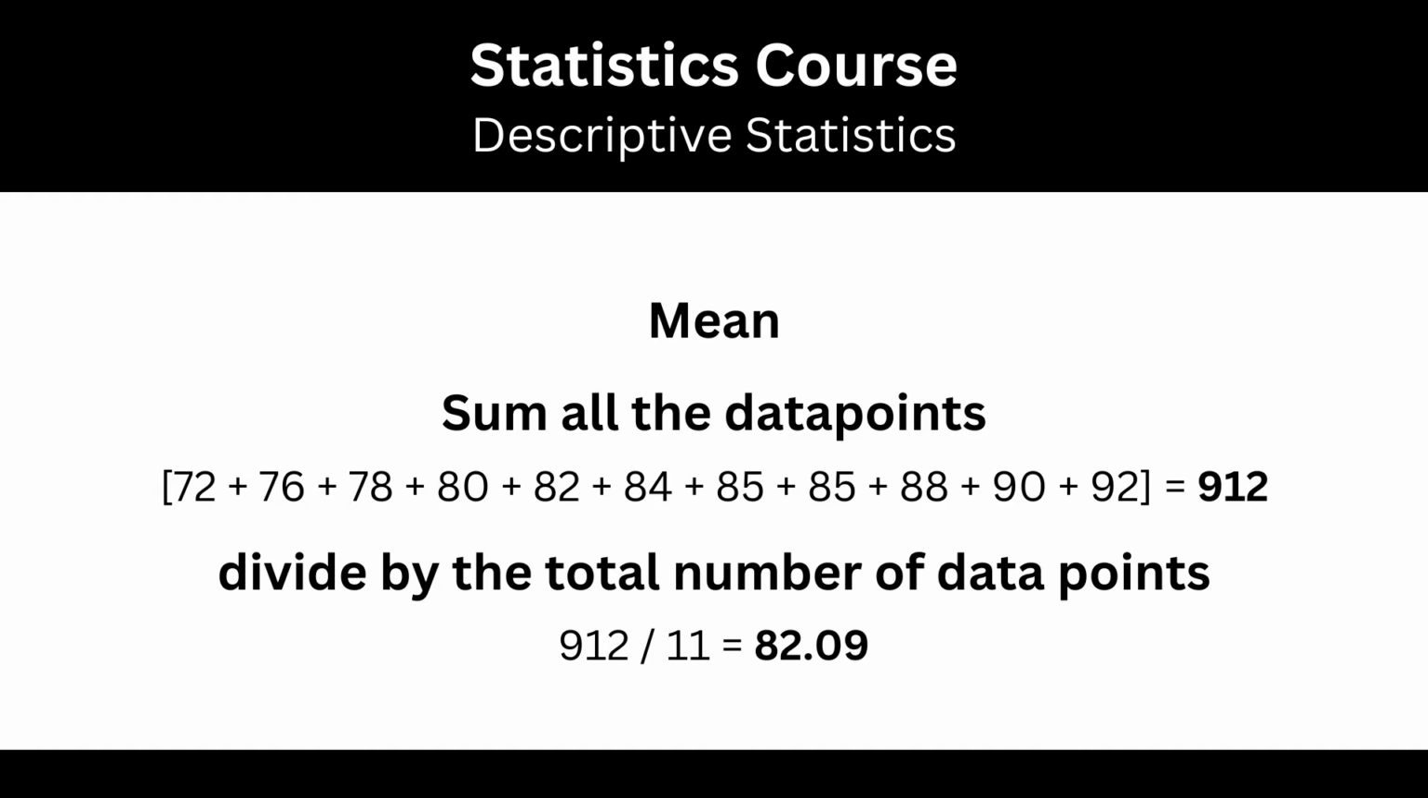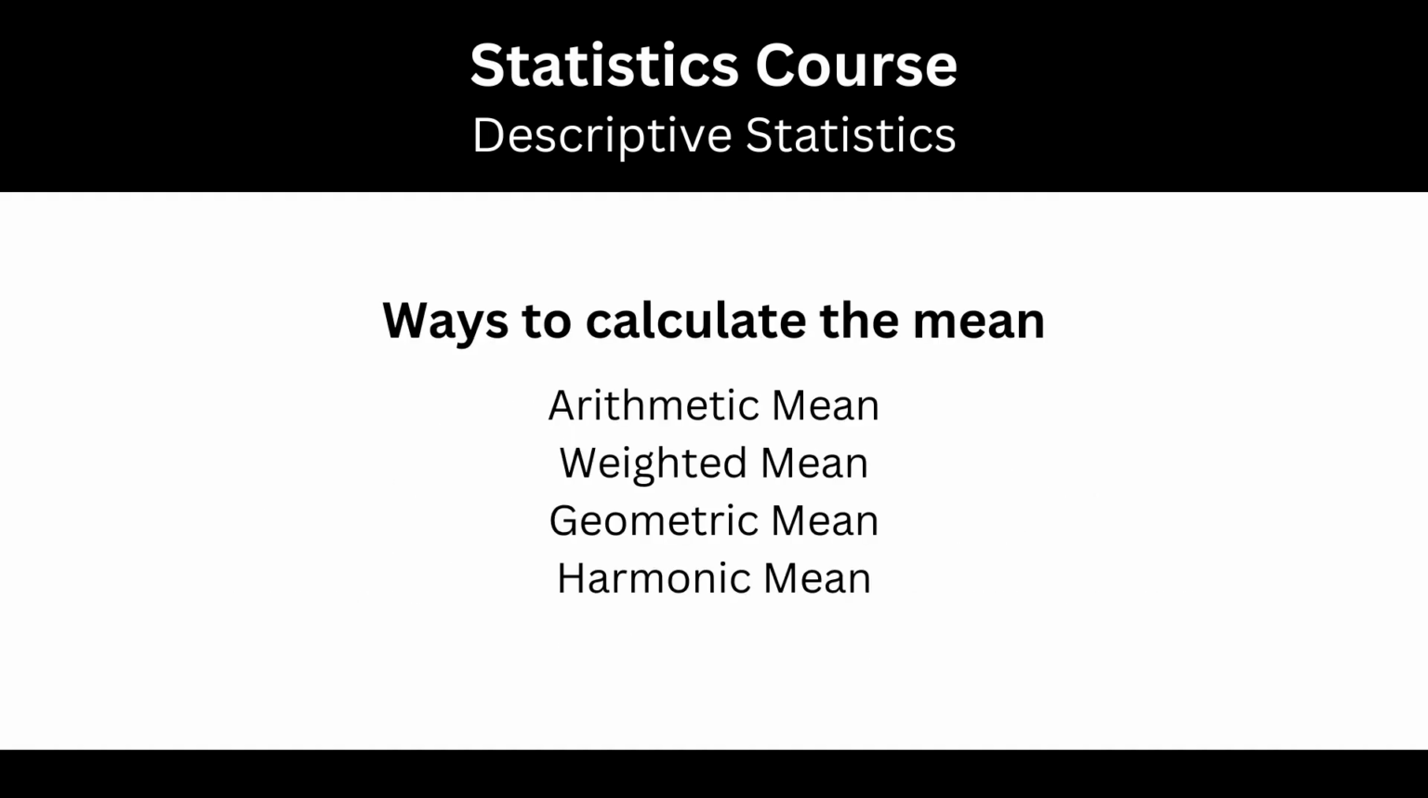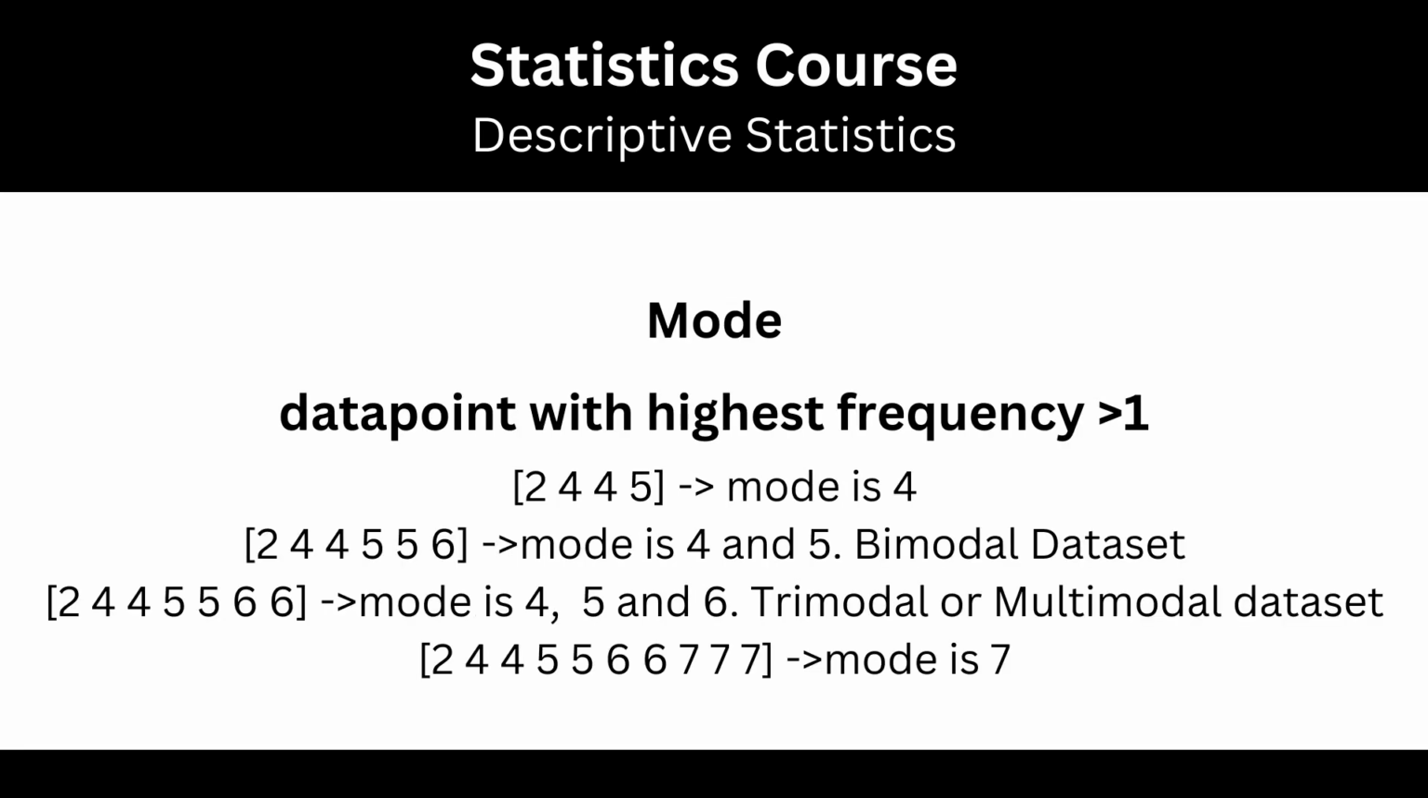The mean is obtained by, one, summing all data points, and two, dividing it by the total number of data points, or n. There are other ways of calculating the mean, but we will stick to this one. The next one is mode. Mode is the data point that has the highest frequency in the data set, above 1.